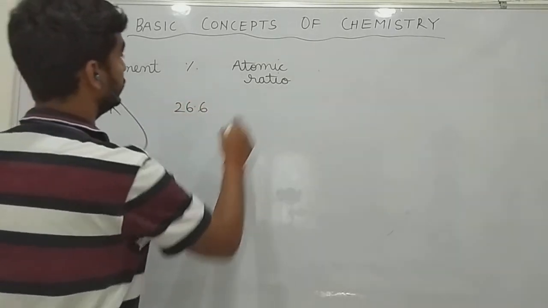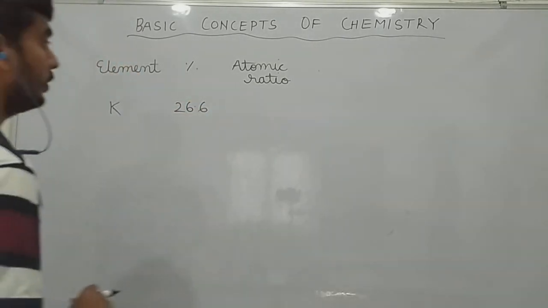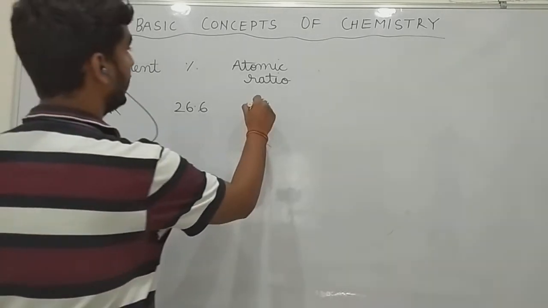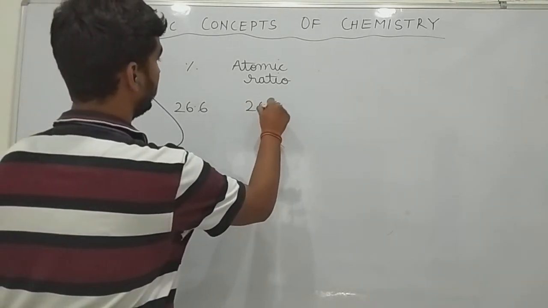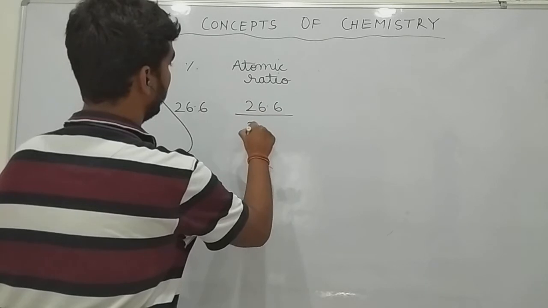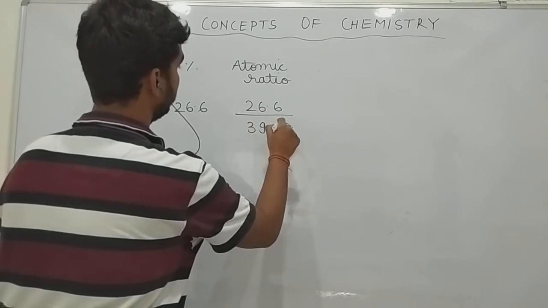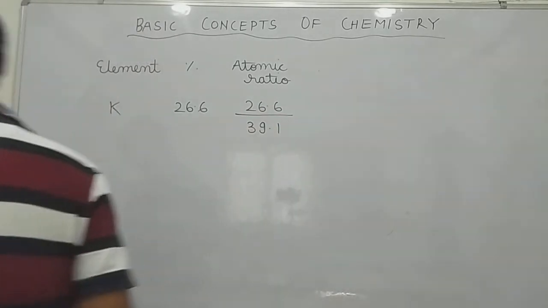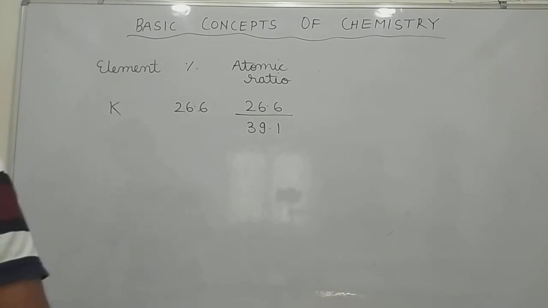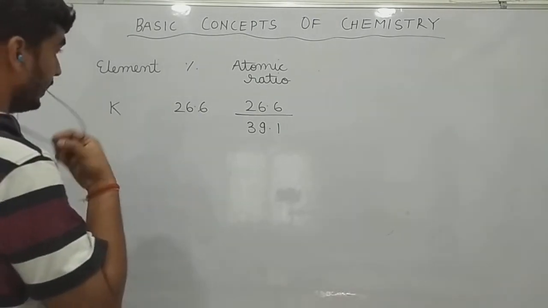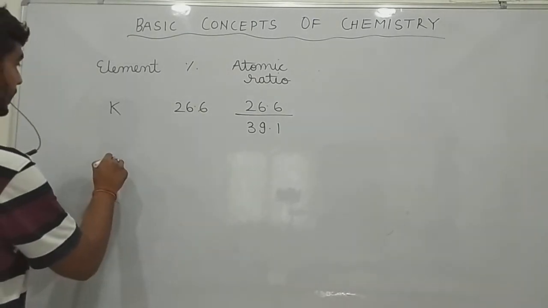26.6. So how to get the atomic ratio? Atomic ratio is obtained by dividing the percentage of that element by its atomic mass. So 26.6 divided by 39.1. Similarly, we will do for chromium.